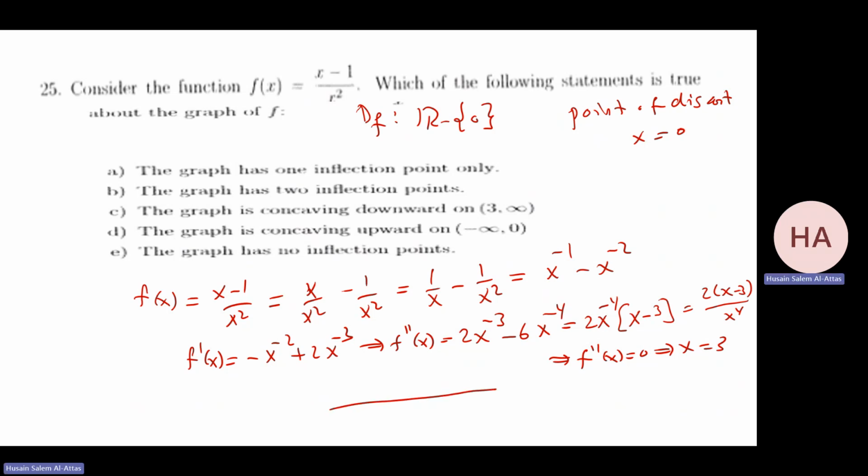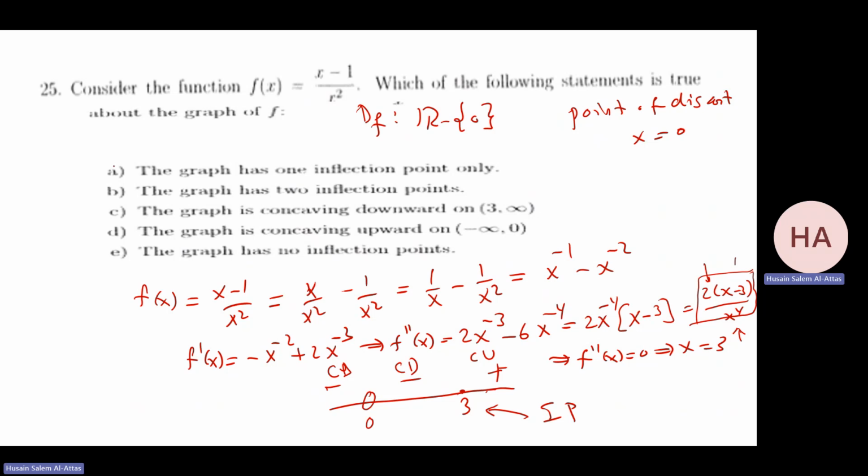So I do the test intervals, I put the 0 open, and this is 3. Okay, let me take values. This is f double prime, by the way. This is what I will check. Notice this is always positive. So I care about x minus 3. So it will be negative, negative, positive. So for sure I have concave down, concave down, concave up. So we have inflection points here. That's three.